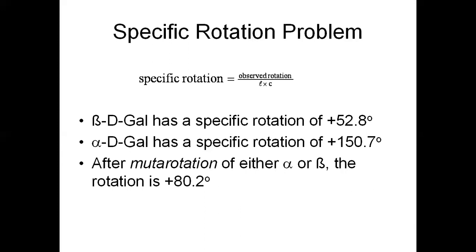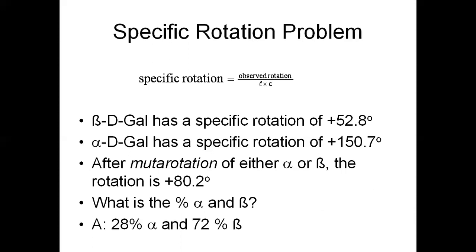I would note to you that because the rotation is 80 degrees, there should be more beta than alpha because 80 is closer to 50 than 150. Through some algebraic manipulation, it can be determined that there is 28% alpha and 72% beta. I would not have you calculate this on an exam.